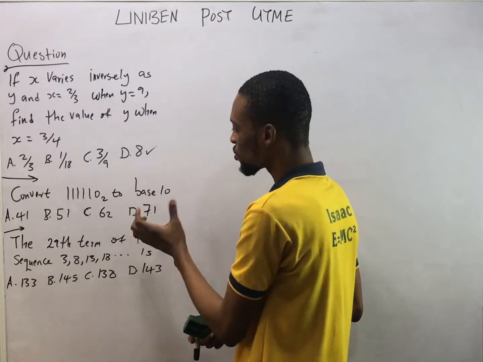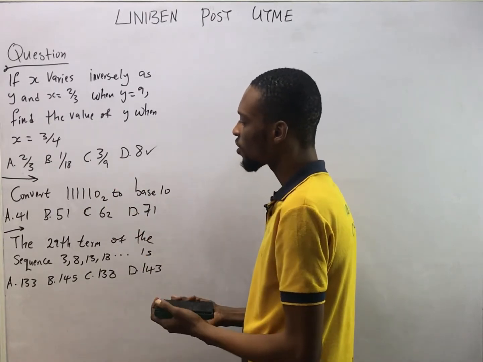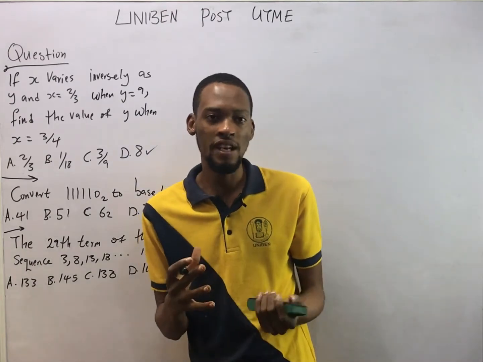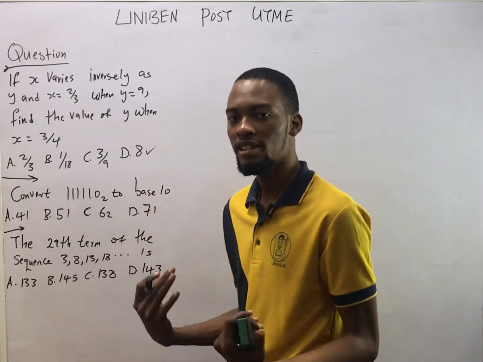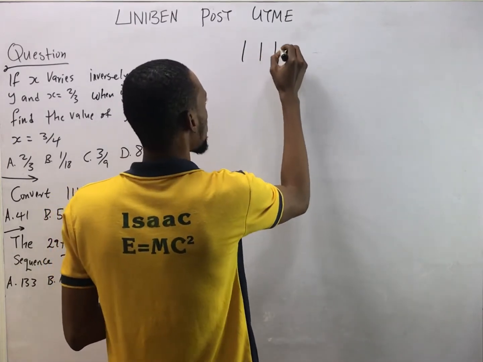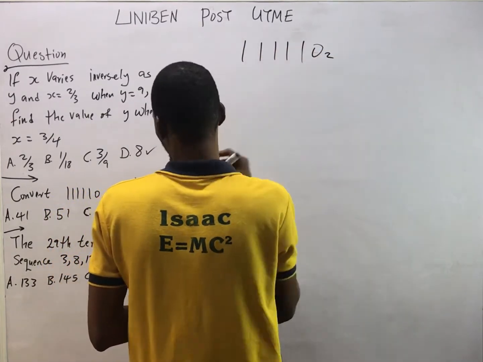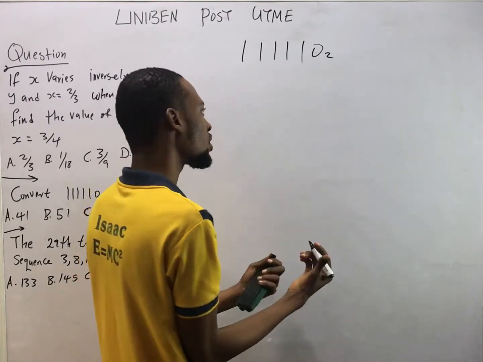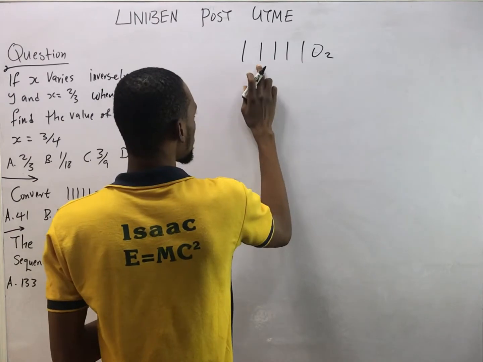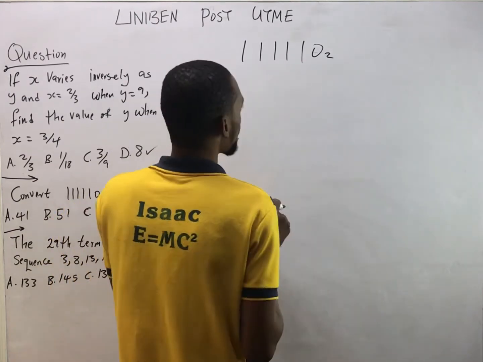Convert this to base 10. Now, these are the options. Converting to base 10 is very easy. The steps are these. You bring out the values. This is 1, 1, 1, 1, 1, 0 in base 2. You have to count to make sure that it's complete: 1, 2, 3, 4, 5. So 1 into 5, 1, 2, 3, 4, 5, and 1, 0.